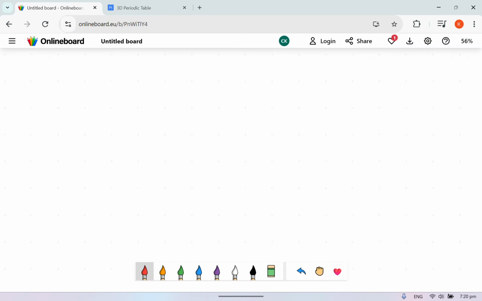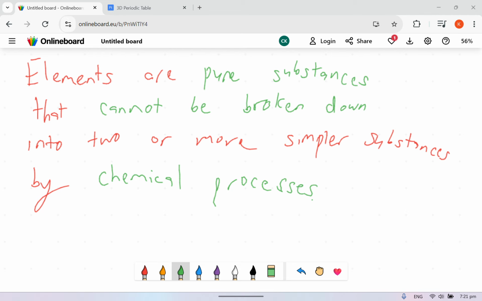firstly, we need to learn exactly what in the world are elements. Okay? But I keep saying elements, but what are elements? Okay, just in case you don't know, here is the definition of elements. Okay? Elements are pure substances that cannot be broken down into two or more simpler substances by chemical processes. So just remember this, okay? Basically, elements are like the tiniest unit. You can't break it down.